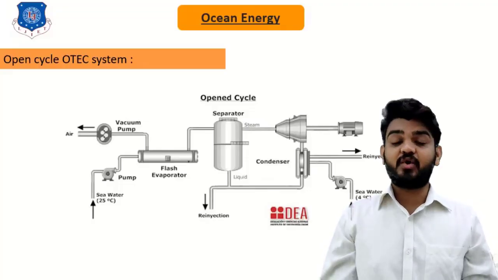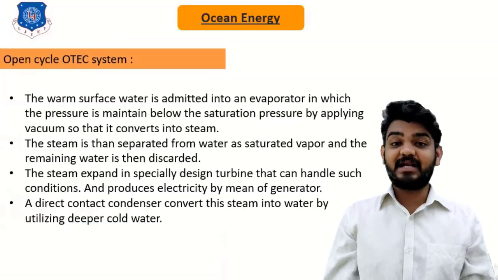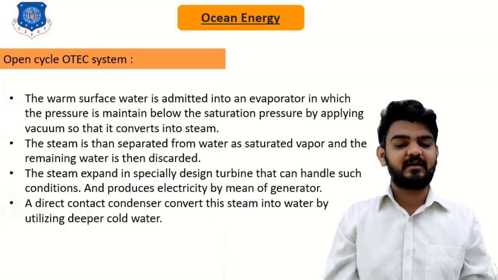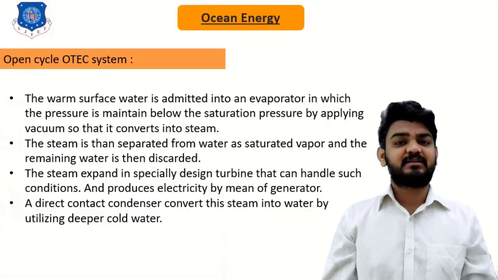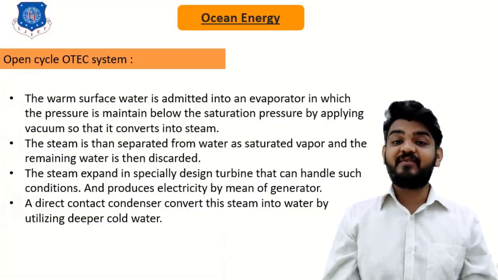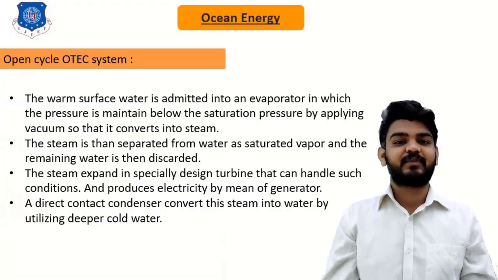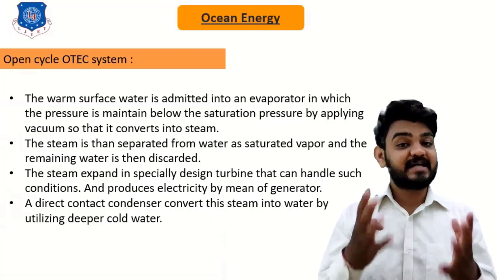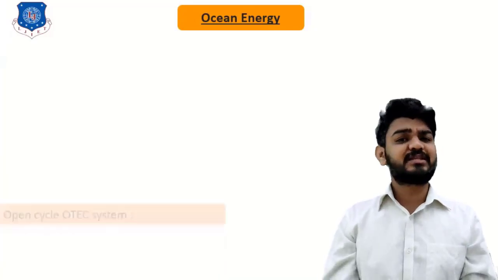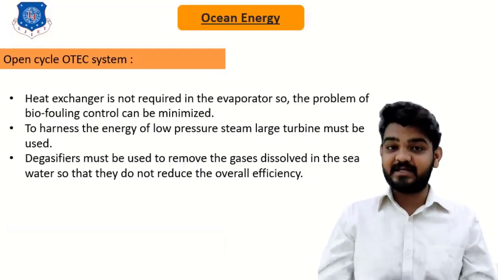Now we very well know once the generator shaft is rotated, it cuts the magnetic field and produces electric current. This electric current can be utilized for many purposes. This steam is then sent to the direct condenser where we utilize the deeper cold water of the ocean to convert steam into liquid. Then this liquid is discarded into the ocean. So this is how we can convert ocean energy into electrical energy.